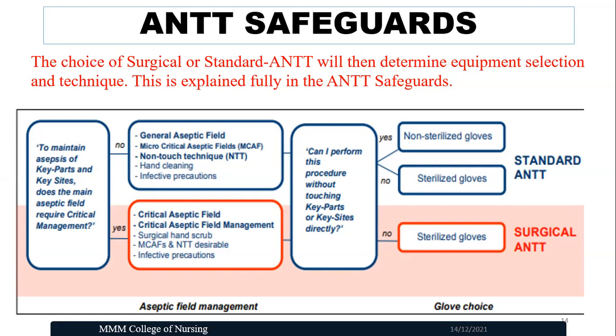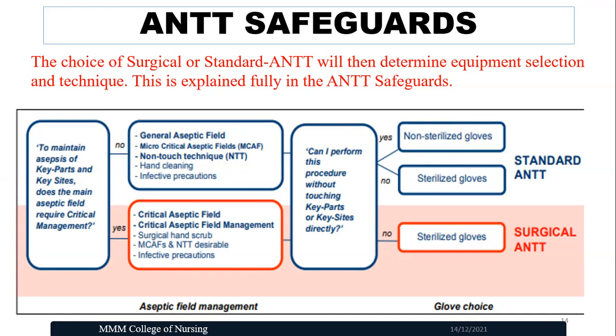That is, it can be used in case of the standard ANTT. This is because it does not require any critical management, as it is promoting rather than ensuring the asepsis of key parts and the key sites. Here, aseptic technique is considerably simplified and typically involves non-sterilized gloves. Because we are using the general aseptic field, we have to perform the procedure without touching the key parts and key sites with non-sterilized glove. The procedure can be performed. This is general aseptic field. Next, we see the critical aseptic field.